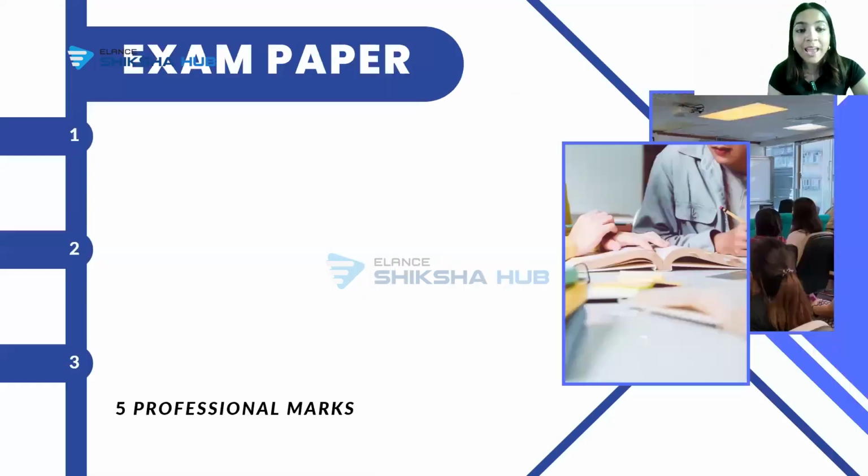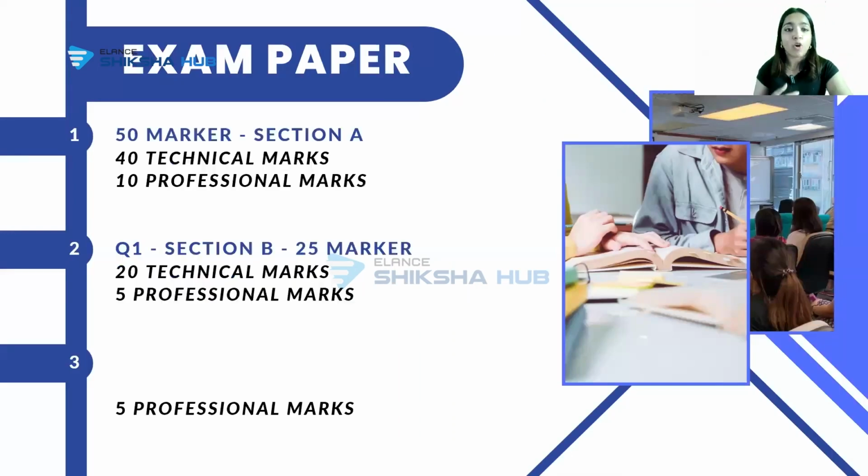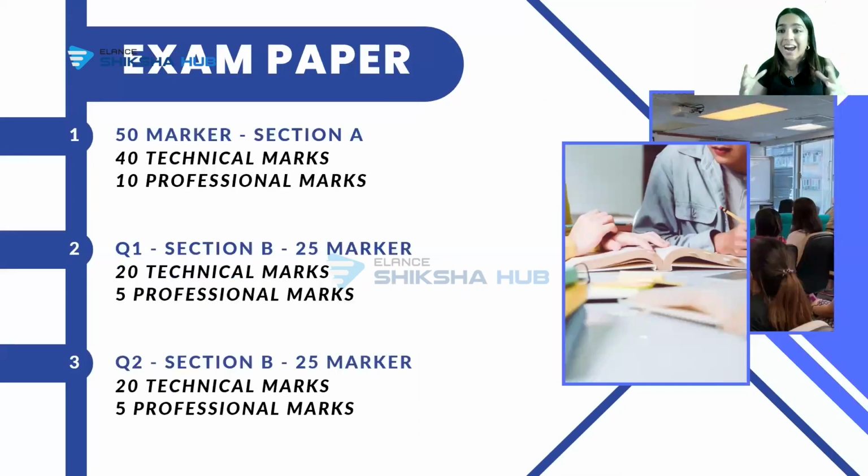Now, when it comes to the exam paper, obviously everybody knows the structure and the marks distribution of 100 marks. First of all, of the 100 marks, 80 would be your technical marks and 20 will be your professional marks. When it comes to your professional marks, first of all, 10 are in Section A. Then another 5 marks would be in Section B, question number 1, and in question number 2, Section B, another 5 marks. So basically, you have to write only an 80 marks paper in 3 hours.